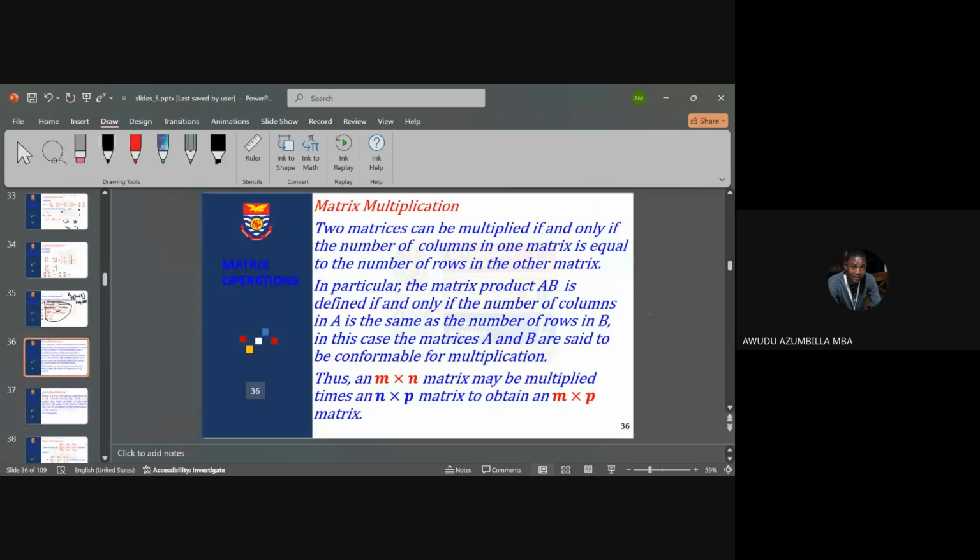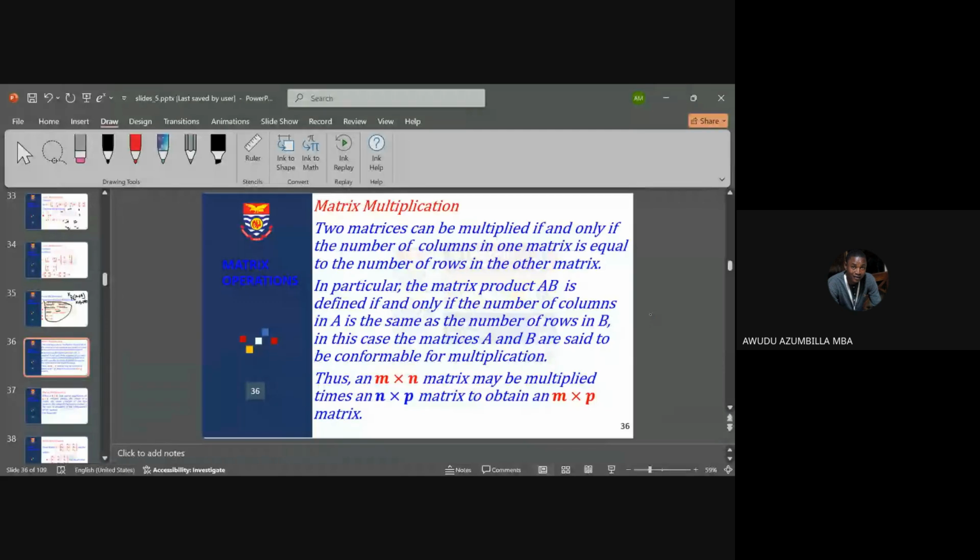Now move to matrix multiplication. We learned to do addition and subtraction. So let's move to the multiplication of matrices. Two matrices can be multiplied if and only if the number of columns in one matrix is equal to the number of rows in the other matrix. This is a rule that we have to follow. If so, then we can multiply them.